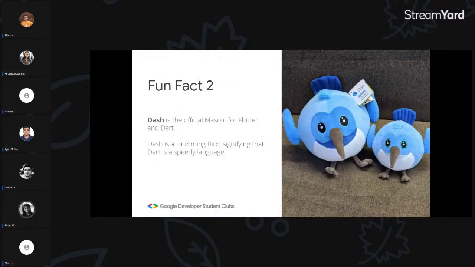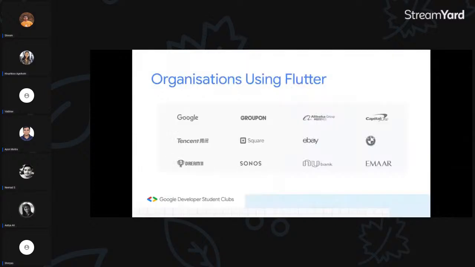Time for another fun fact. The two plushies that you see on the right are Dash. Dash is the official mascot for Flutter and Dart. She is a hummingbird, which signifies that Dart is a speedy language. By the way, in case you're wondering, Dash is a she, but she doesn't mind being addressed as a he or it.